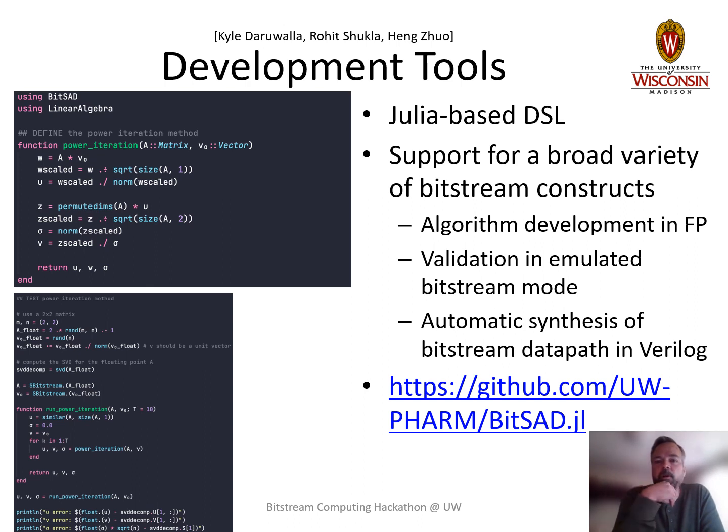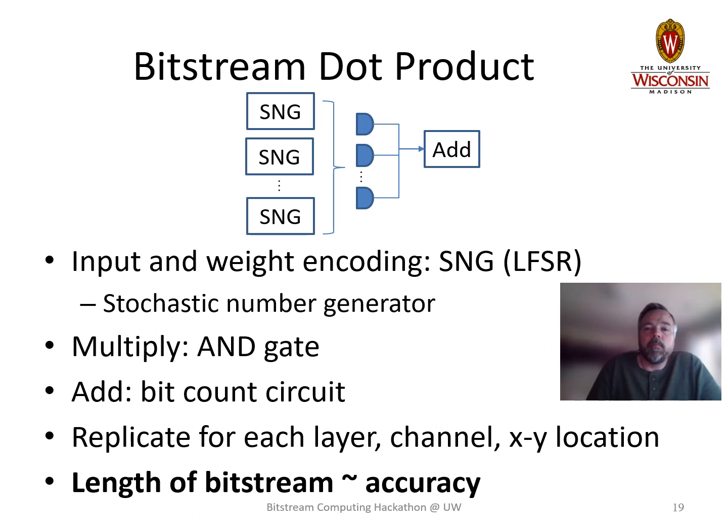These tools support a broad variety of bitstream constructs. We have a bunch of example benchmarks that are implemented, and they support development and validation in an emulated bitstream mode, and also automatic synthesis of a bitstream data path by spitting out Verilog. So lots of neat functionality there. We're not going to touch much of it in this hackathon, but you can certainly go play around with that if you're curious. All right, so let's hop back to the kinds of circuits that we need to implement neural networks.